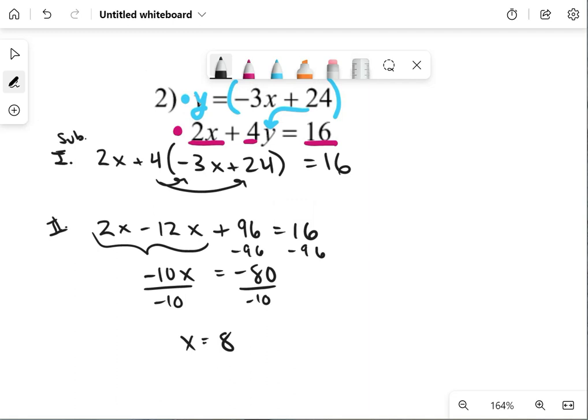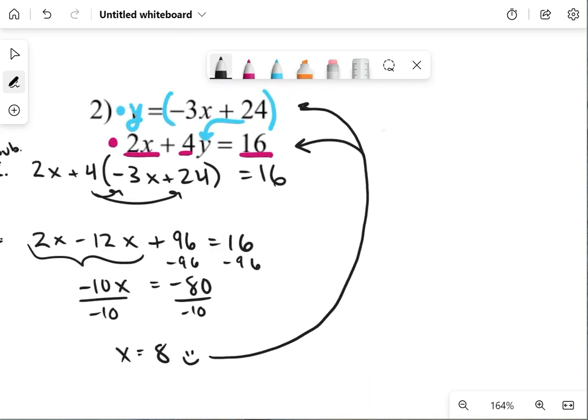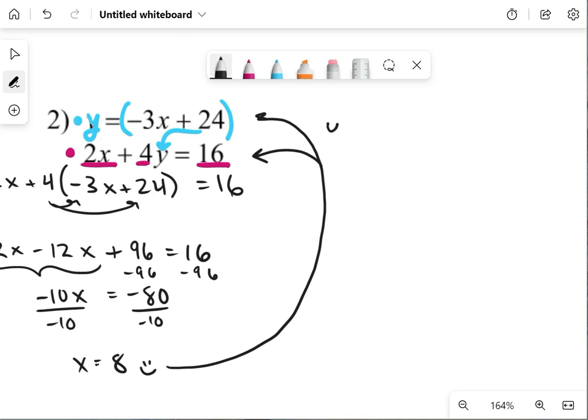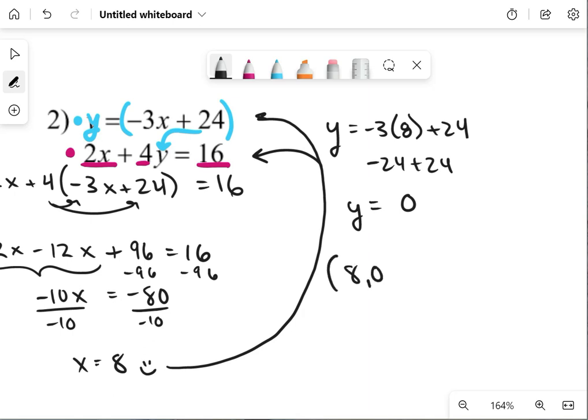This is great, but put it back into one of the original equations. You could use either one. You could actually use the purple equation. However, I'm going to use the blue equation: y equals negative 3 times 8 plus 24. And that's negative 24 plus 24, which is 0. Don't be afraid. y is able to equal 0. 0 is a good number as well. So 8, 0, and that's your answer for number 2. So that's the substitution method.